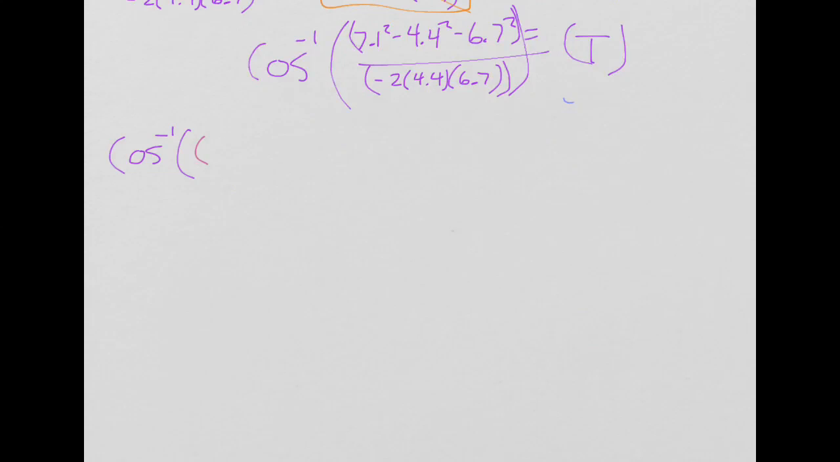So open that parenthesis and then do 7.1 squared minus 4.4 squared minus 6.7 squared. Close your parenthesis. Hit your division button. Open another parenthesis and type -2 times 4.4 times 6.7. Close your parentheses for the denominator. Close your parentheses for the inverse cosine function. And that will be your value for t.